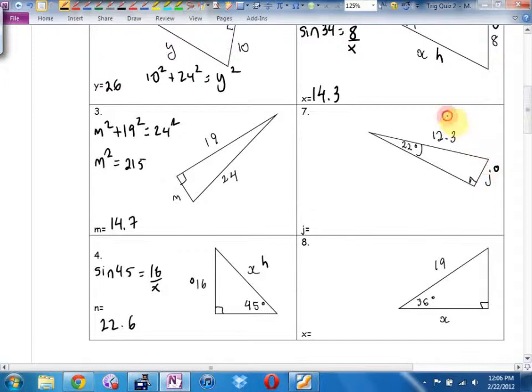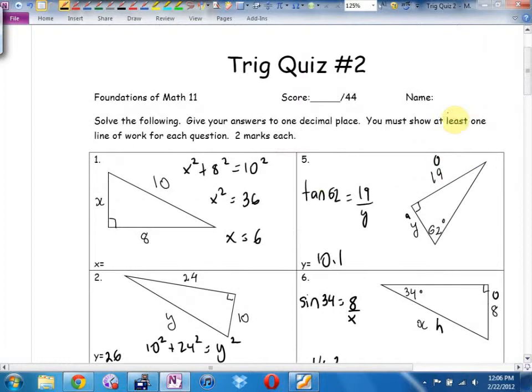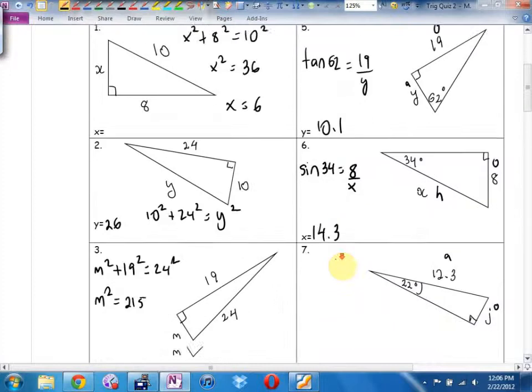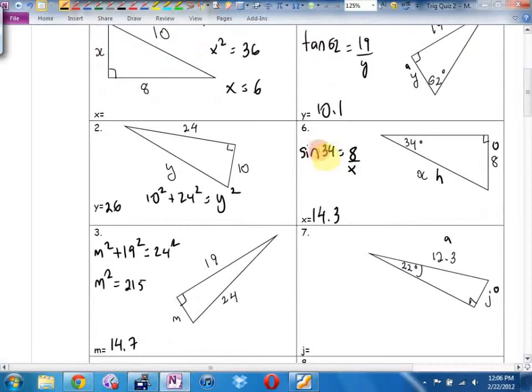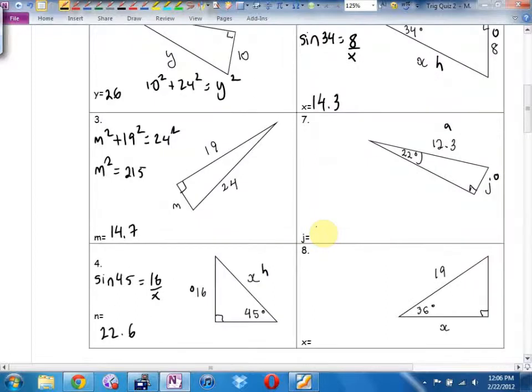Everything's 2 marks. 1 mark for the trig function, 1 mark for the answer. If you got the right answer, 2 out of 2. If you got the wrong answer, but you did use sine, and you did something wonky on your calculator, you get 1 out of 2 at least. Is that okay?